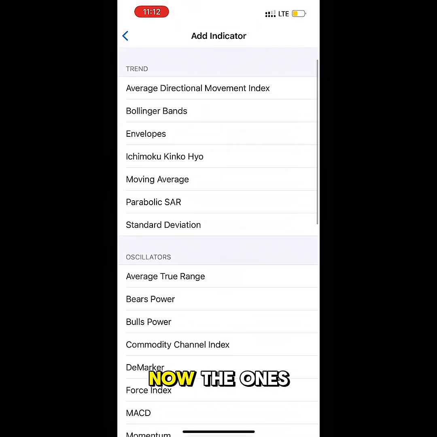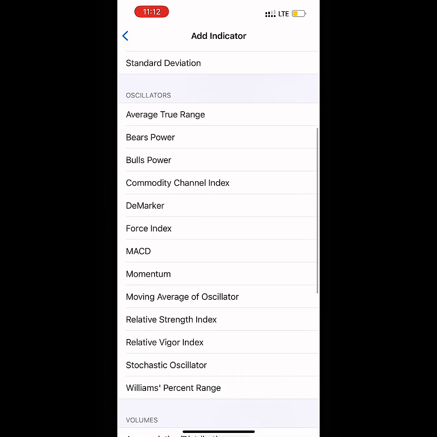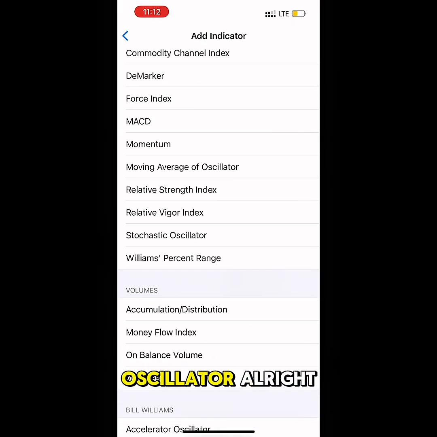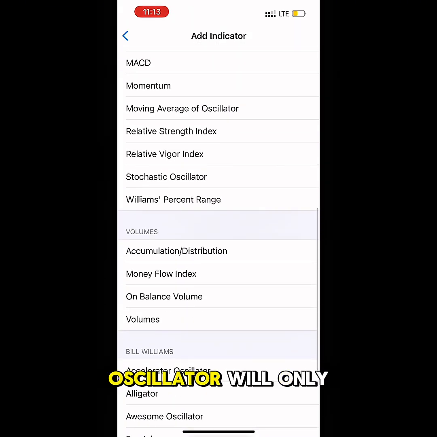Now, the ones we are going to use for the purpose of this video are the moving averages and the stochastic oscillator, all right? So moving averages, we are going to add multiple of them, but the stochastic oscillator we will only add once and simply add a few instructions on there.